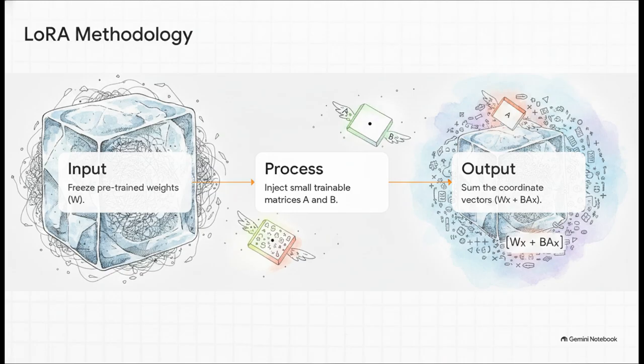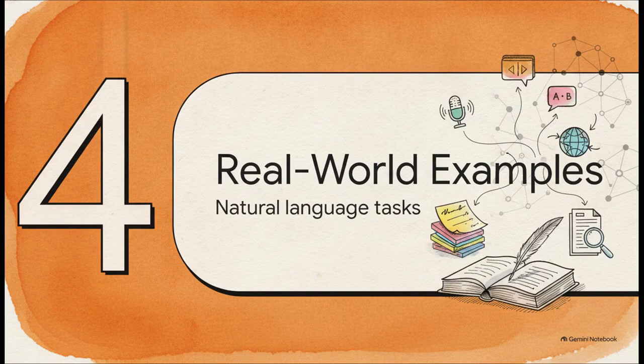Finally, step 3, the output. We run the input through the frozen matrix W and simultaneously through our tiny A and B matrices, and then we just sum them together. So your new forward pass is simply WX plus BAX. Because A and B have a rank of sometimes just 1 or 2, the compute power required just plummets, but the model still learns exactly what it needs to for the task. Let's see this in action.